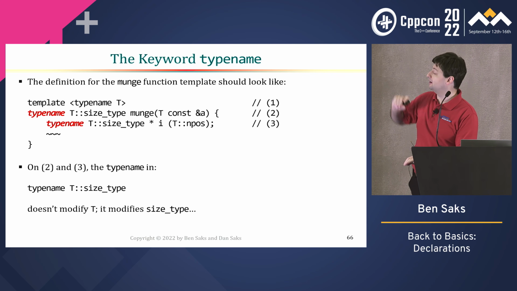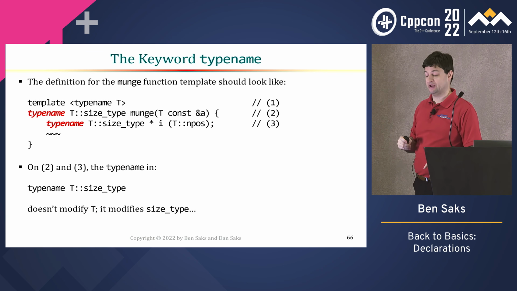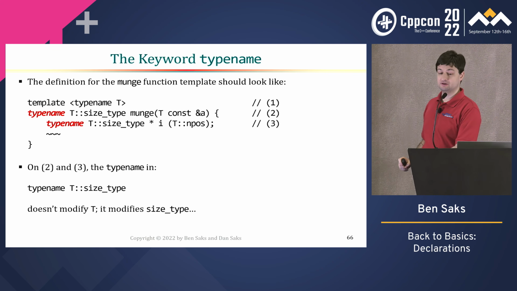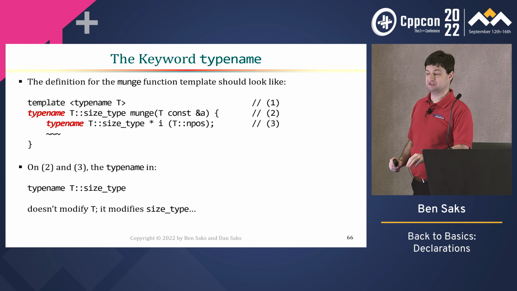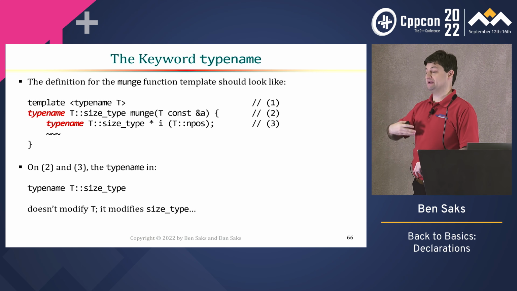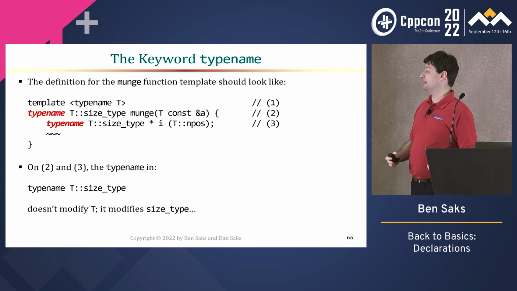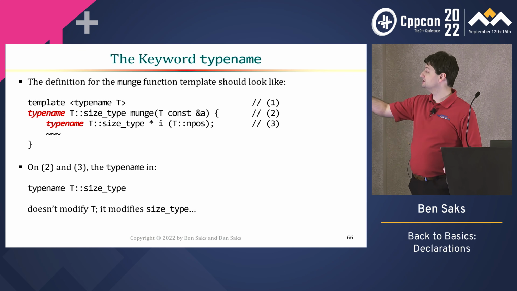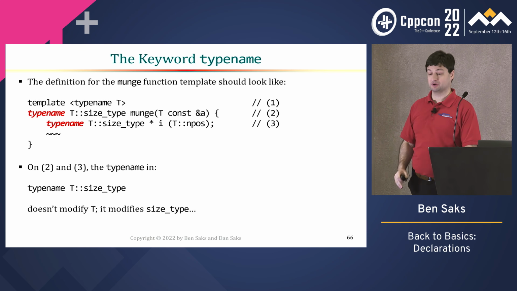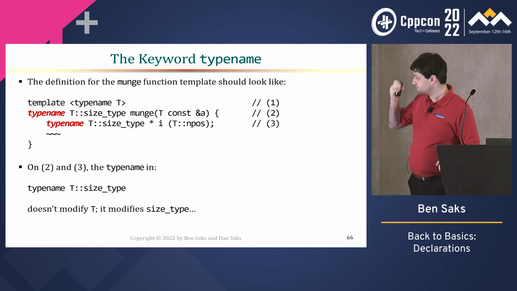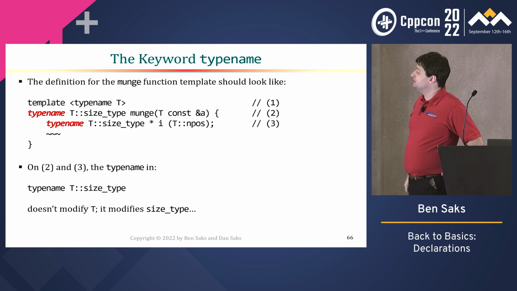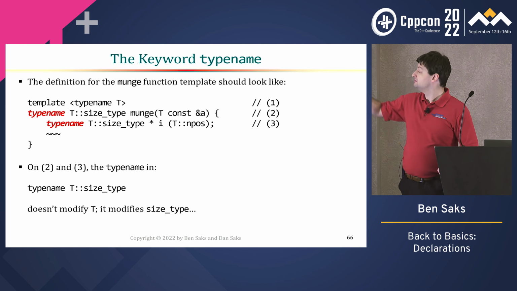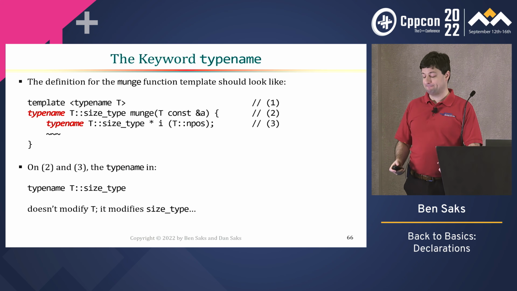So if we want to write our munge function the way that we'd originally intended, we have to use the keyword typename in those two places, preceding the two uses of T::size_type to make it clear that that's meant to be the name of a type, whereas T::npos, we're thinking about it as a constant, but it could be a static data member or something else. Either way, we know that thing is declaring something called i, because we know that size_type is a type name.